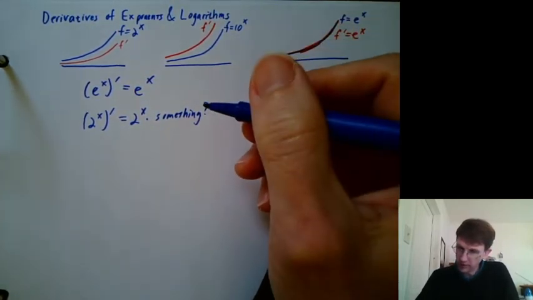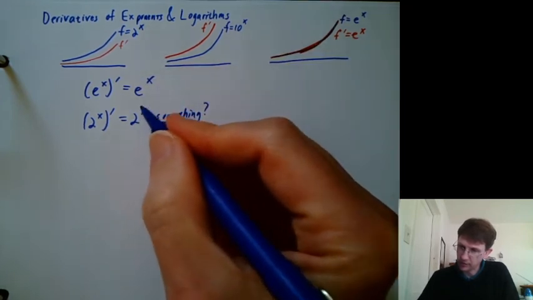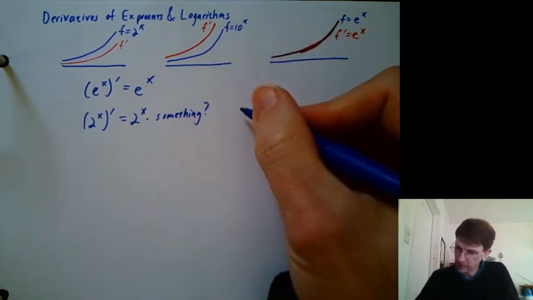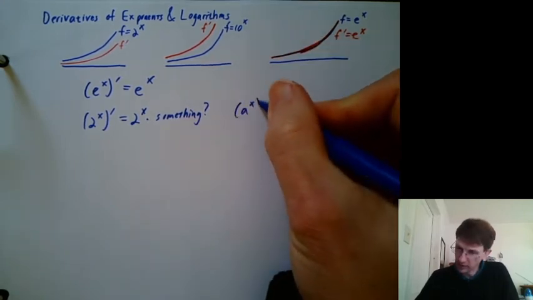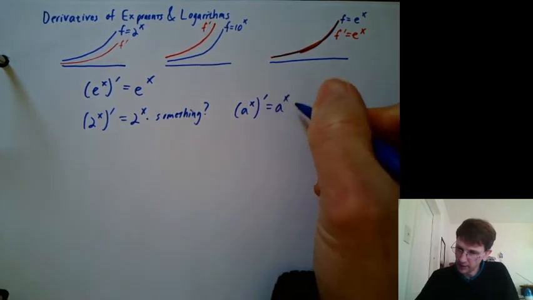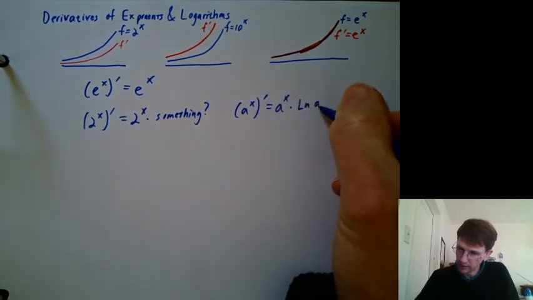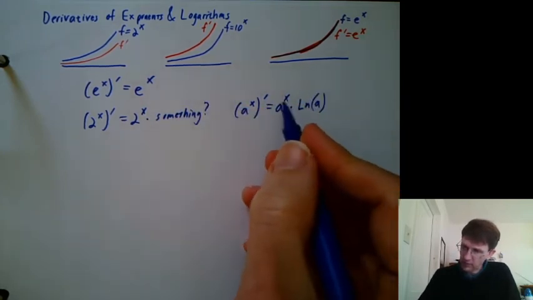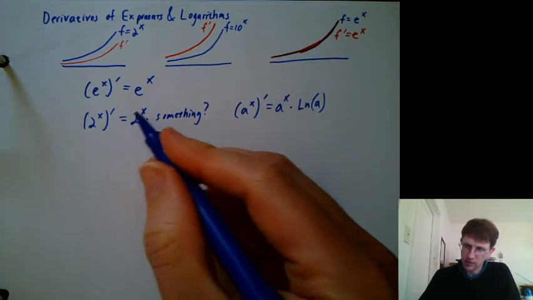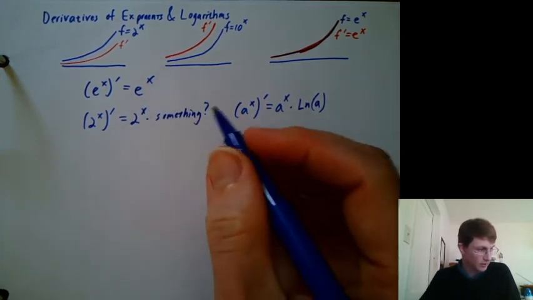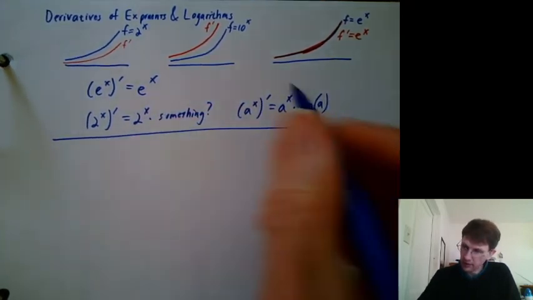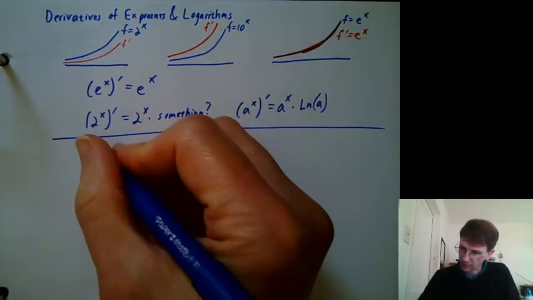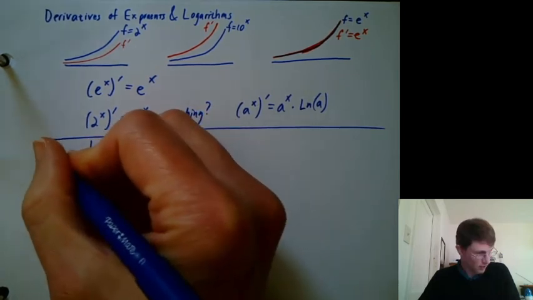And you could go play with it in Desmos, like plot the derivative of 2 to the x divided by 2 to the x and see what you get. And you'll basically find out that the derivative of a to the x is a to the x times log of a. Okay, so we usually don't use a to the x, we just use 2 to the x, just use e to the x. So that's for exponentials. This one is very, very important. This one is not so important. Let's talk about logs.